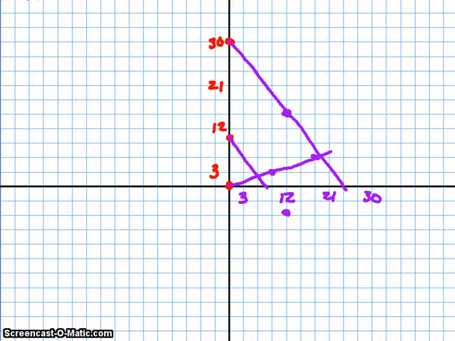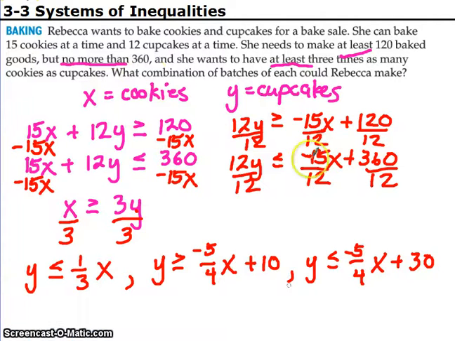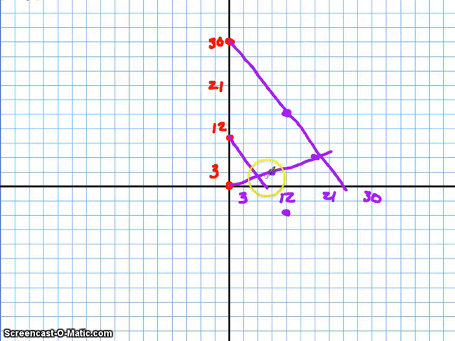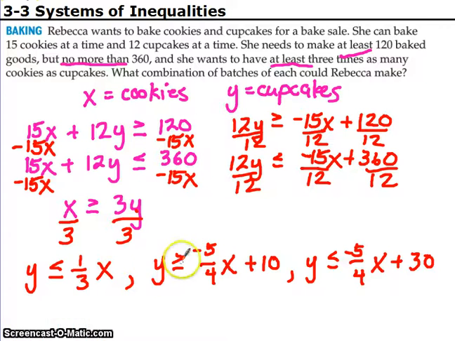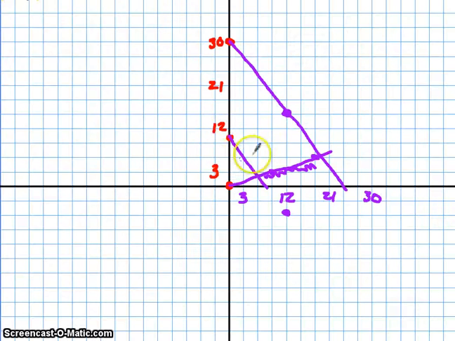Alright, so this wants you to know what are the combination of batches. So I want less than the 1/3, so that's going to be down here. I want greater than the plus 10. The plus 10 was this one right here. So greater than that would be this way. And then I want less than the plus 30, which would be this way. So it's going to be this little section right here. So any point in that section would be a combination of the different batches that we could use.